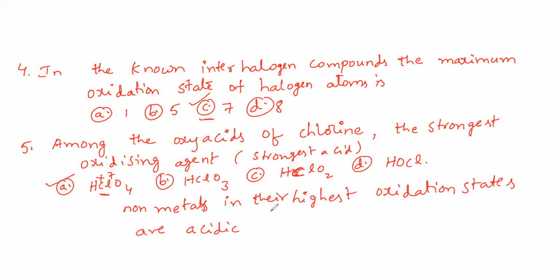As I told you, in the case of nitrogen, N2O5, P2O5 and so on, are acidic in nature. So the oxidation state of chlorine is +7 here, here it is +5, here it is +3, and here it is +1. So +1, +3, +5, +7. The highest is +7, so it is acidic in nature. The more acidic, the more strongly oxidizing in nature. So I hope it is clear.